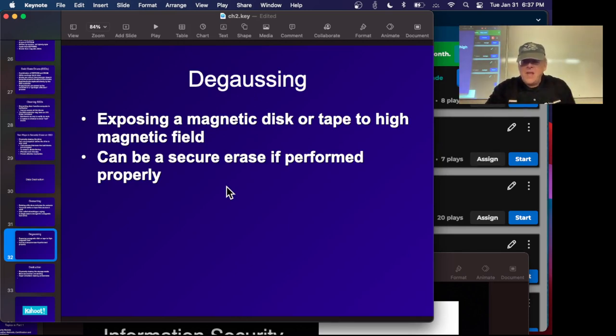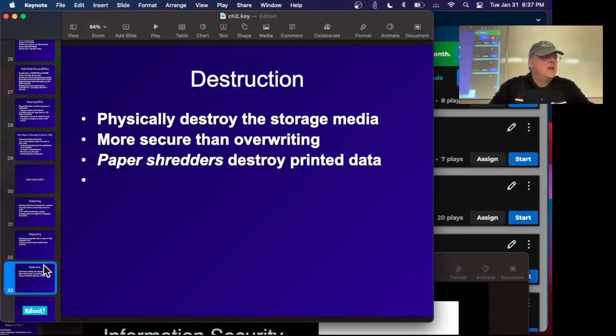Yeah, and there's your good comments there. Somebody said you should destroy your drive in the microwave, but other people say that's not as good as simply pulverizing and burning, which I think is true. Anyway, physically destroy the media. This is the most secure thing, and this is what most people do. You use paper shredders to destroy printed data, and you use some kind of mechanical destruction. I know one guy says he rents a log splitter from Home Depot and smashes the drives in a log splitter. You're supposed to recycle the electronics, right?